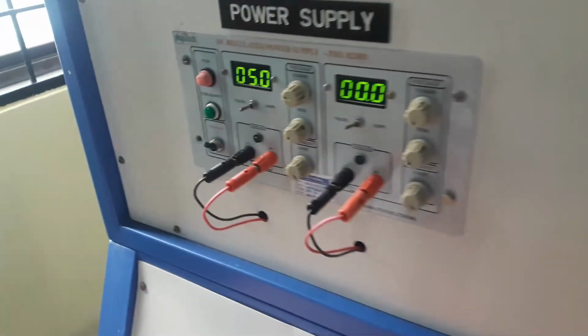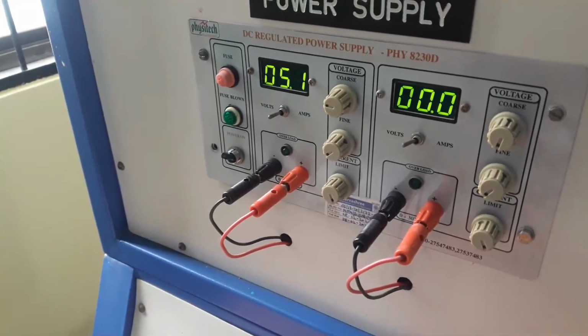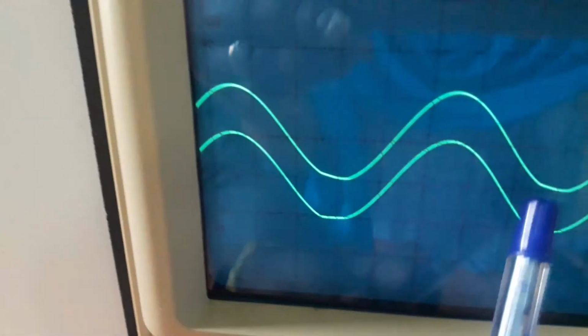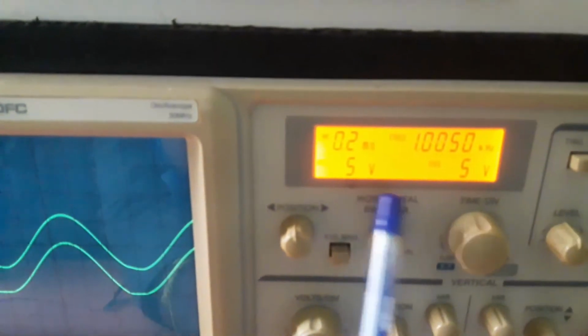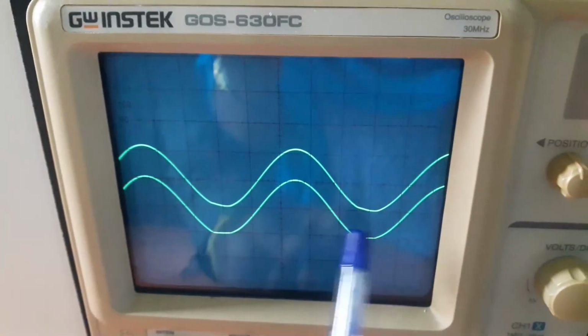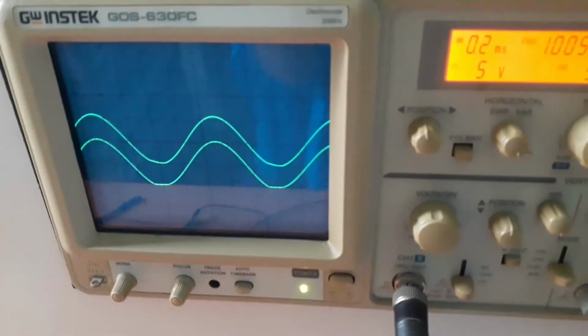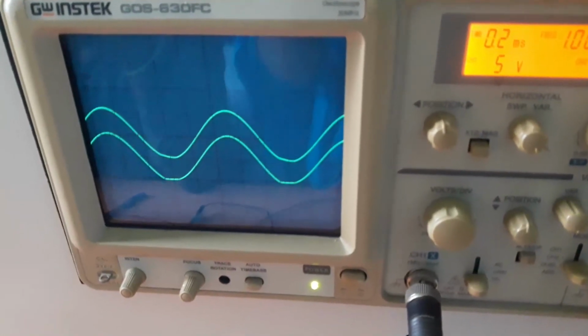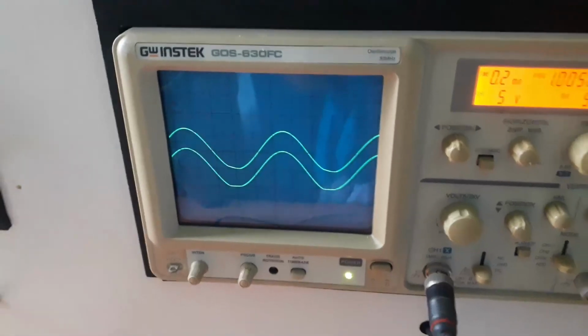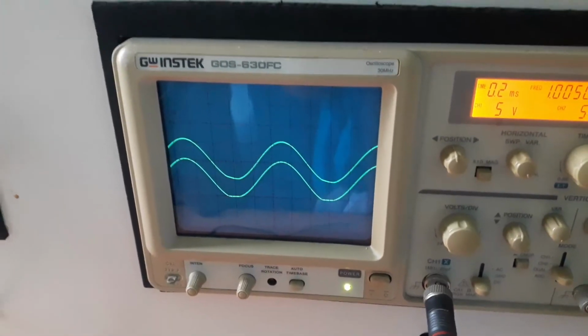In this way, the clamping circuit is working. Look at this. This is the 5 volts DC supply we have given, and here one division is equal to 5 volts. So 5 volts you are getting at the output. Means 5 volts input supply, 5 volts clamped output you are getting. This is the way of doing the clamping circuit.